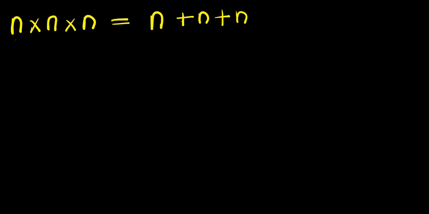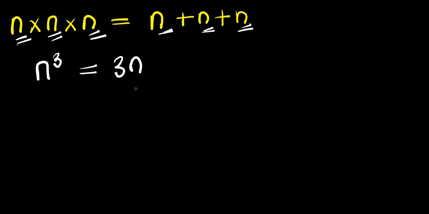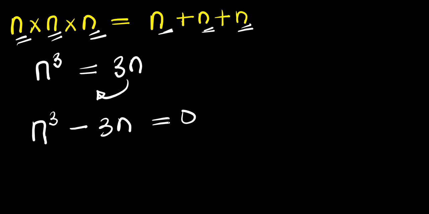Hello, how to solve n times n times n equals n plus n plus n? We are solving for all values of n that satisfy this equation. Now, n times n is n power 2 times n. This is n to the power of 3. And this equals n plus n, that is 2n plus n. This is 3n. So from here, I can move this over here. It becomes n power 3 minus 3n equals 0.